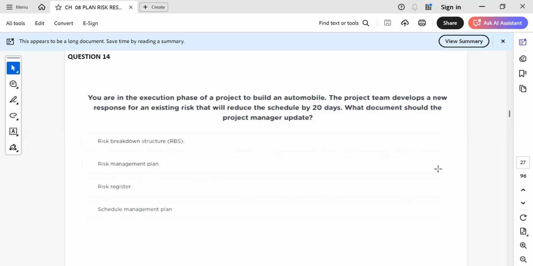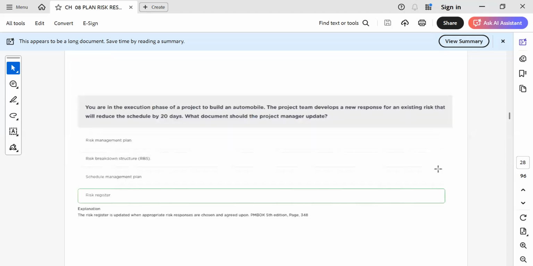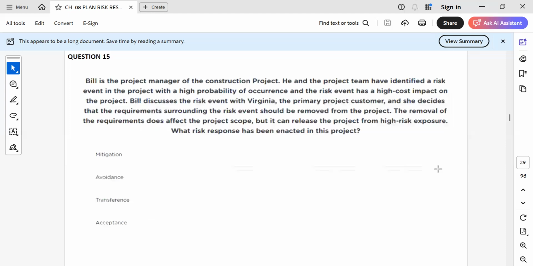You are in the execution phase of a project to build an automobile. The project team develops a new response. Okay, so the keyword here is that it is developing a new response for an existing risk. So which document should be updated? The risk register should be updated. That's right. Response activities will be added in the risk register.